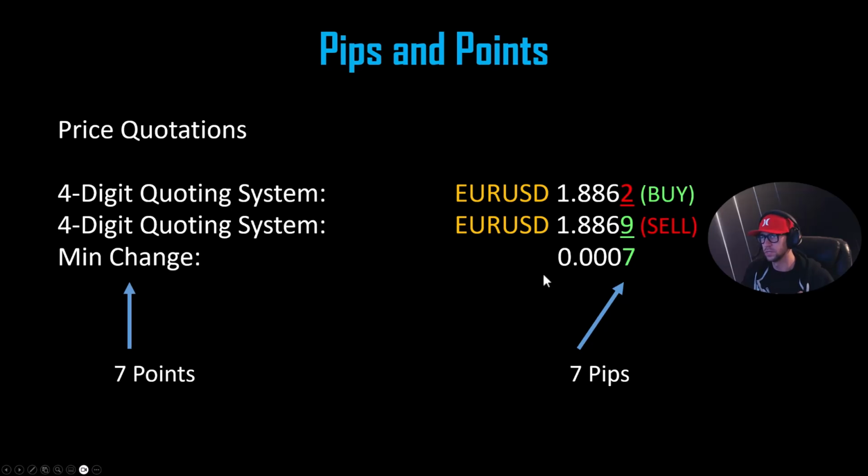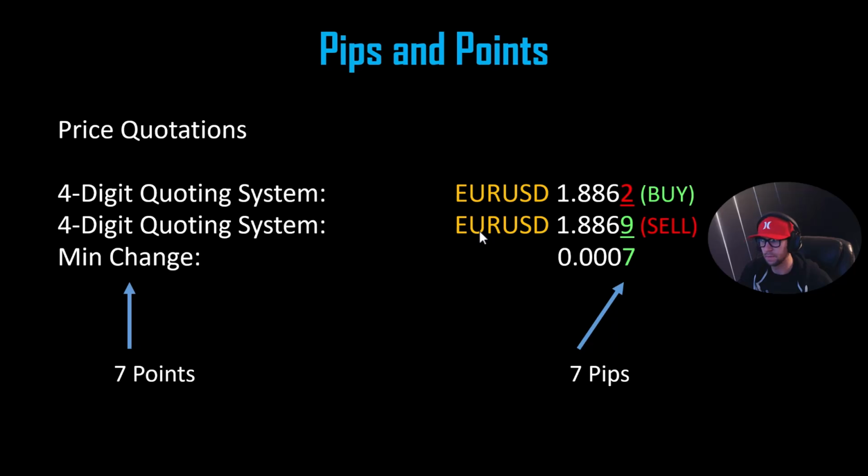Okay, so to sum this up, price quotations, your 4-digit quoting system, like EUR USD, 1.8862. Say you buy it, and let's say it goes from 1.8862 up to 1.8869, jumped up 7 pips, right? Now, obviously, when we're trading, we're looking for bigger, better moves than that. But basically, you made 7 pips, also known as 7 points.